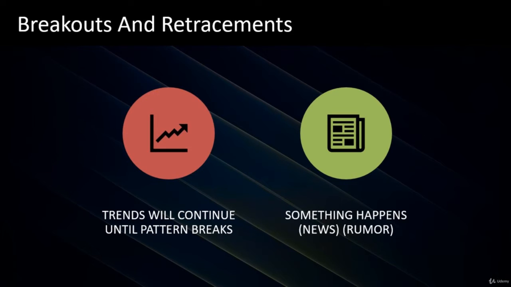So if we think about that conceptually, trends will continue until the pattern breaks, right? So something's got to break the pattern. And a lot of times, what breaks the pattern is something in the news, for example, an earnings announcement, something on a global scale, whatever it might be, or even just a rumor. And that's what might be a breakout, right? It's going to break the pattern. Or it might be a retracement, where it's really not a true breakout.